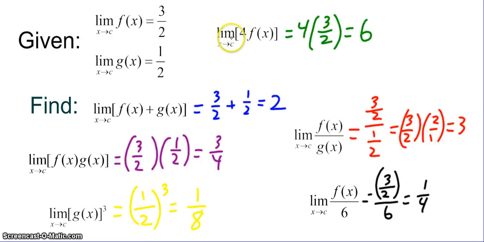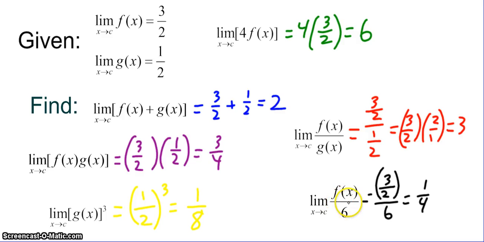Alright, so using the properties, I know the limit as x goes to c of 4 f of x is 4 times the limit as x goes to c of f of x, so 4 times 3/2, which is 6. When I have the addition, I add the limits, so 3/2 plus 1/2 is 2. Multiplication, I multiply the limits, 3/2 times 1/2 is 3/4. The exponent, or power, so I raise the limit to a power, 1/2 cubed is 1/8. The quotient of the limits, 3/2 over 1/2 is 3/2 times 2 over 1, which is 3.